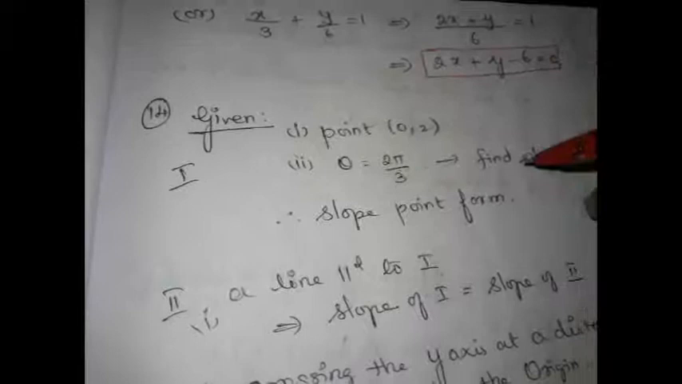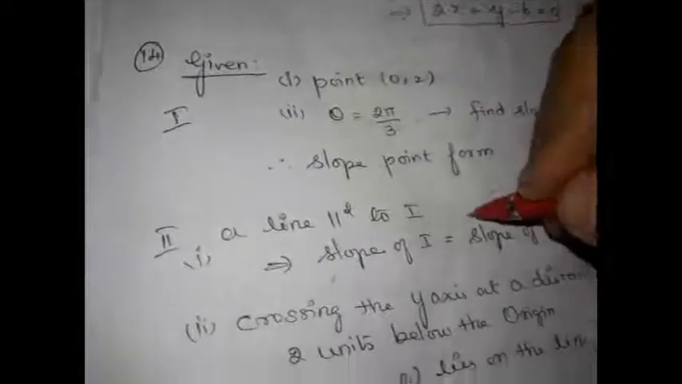They have to find the equation of a line through the point, making an angle of 2π/3 with the positive x-axis. So this is the first question. They asked you to find the equation of a line passing through the point, and it makes an angle with the positive x-axis. So if an angle is given, we can very well find the slope. So with the slope-point form, we will get the equation of this line, right?